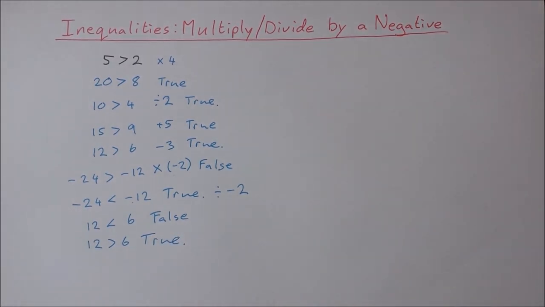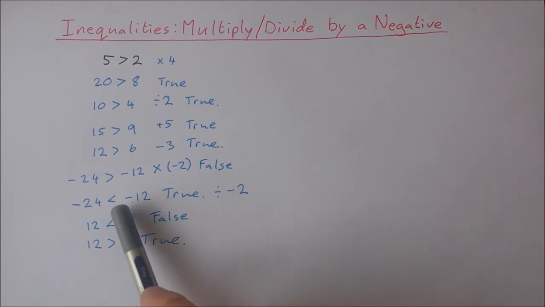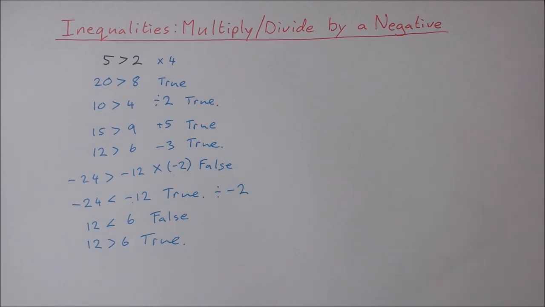So this little example here shows that when we're dealing with inequalities and we multiply or divide by a negative number, that we must change the direction of the inequality sign, like we did in these two lines here. This is the same for any inequality, even when we're dealing with unknown numbers.